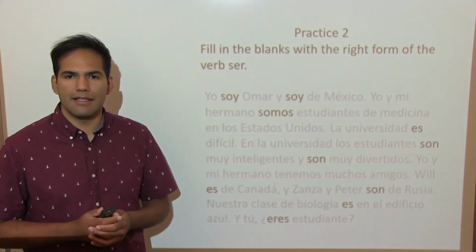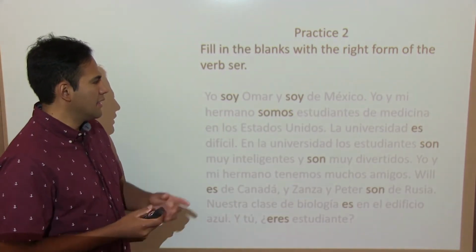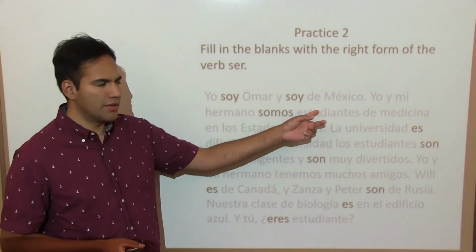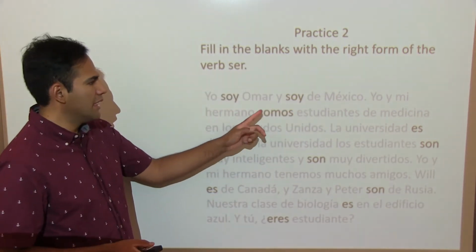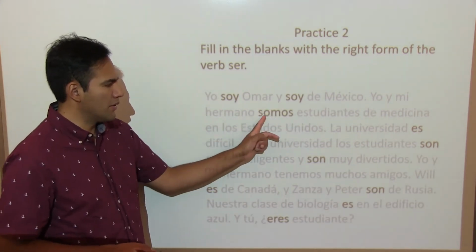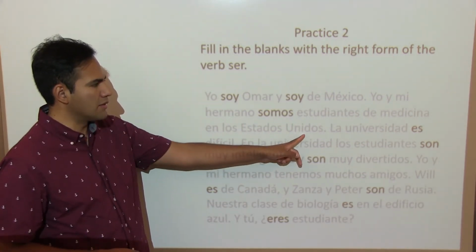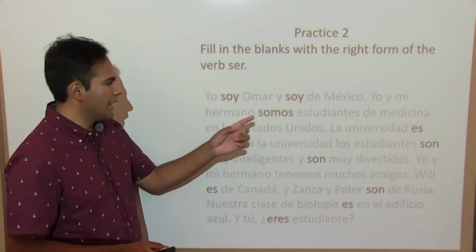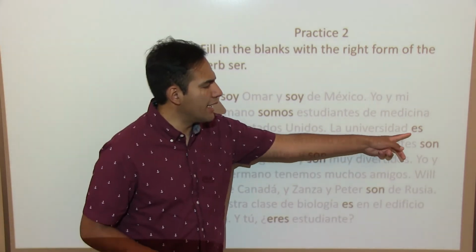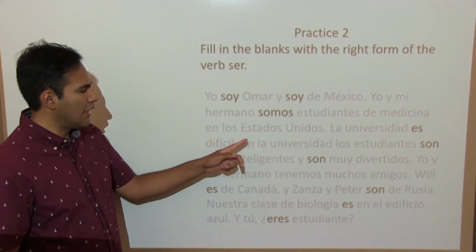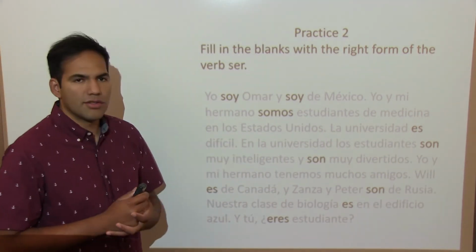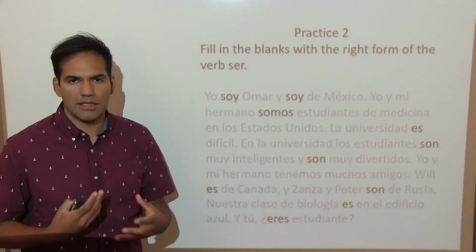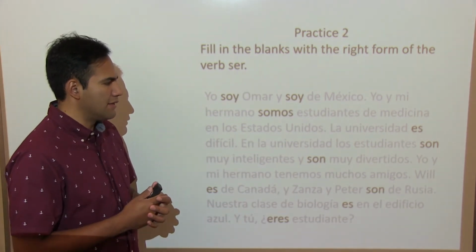Okay, so let's look at the answers. Yo soy Omar y soy de México. So here we're talking about the same subject. Yo y mi hermano somos estudiantes de medicina en los Estados Unidos. So here it's yo y mi hermano, so it's talking about we, somos. La universidad es difícil. En la universidad los estudiantes son muy inteligentes y son muy divertidos. There is no change of subject, so we leave it son.